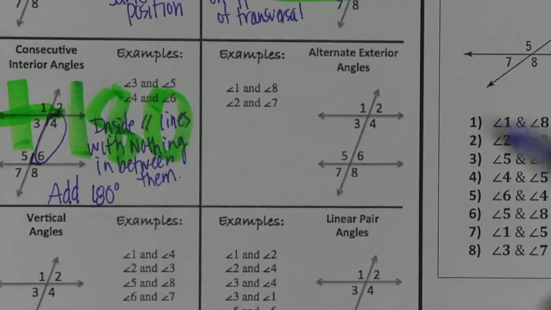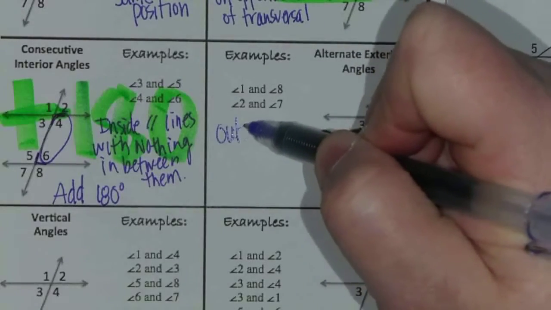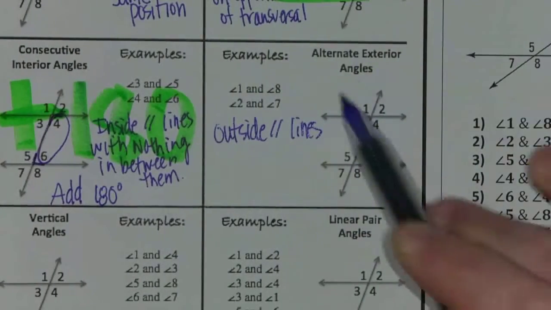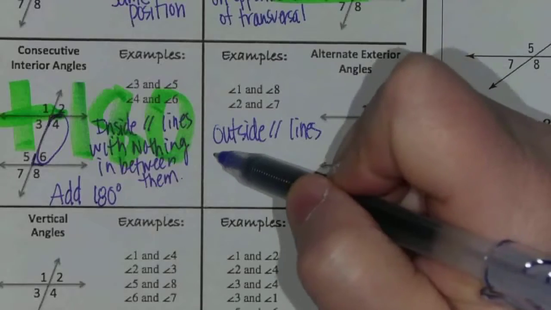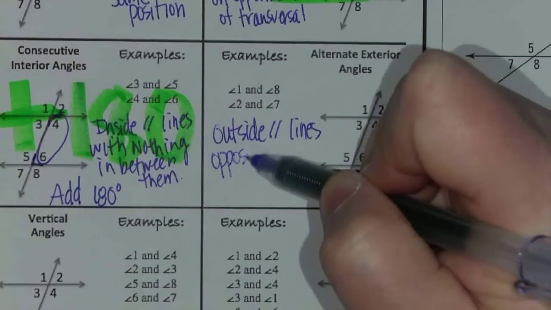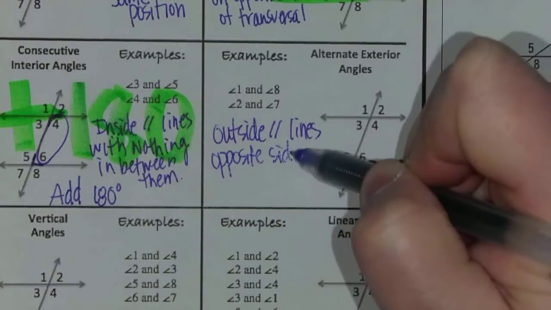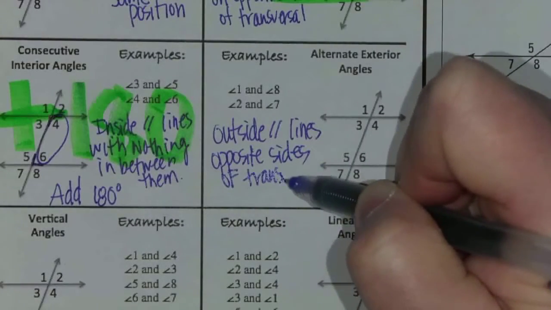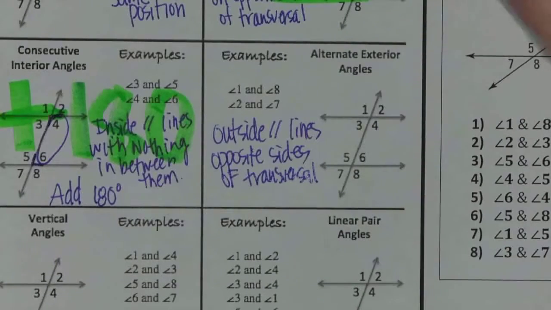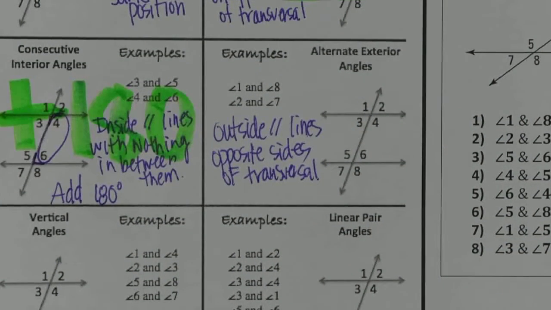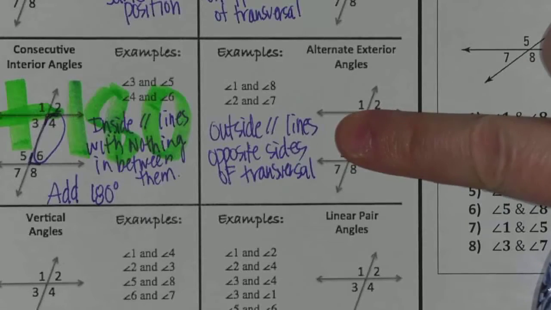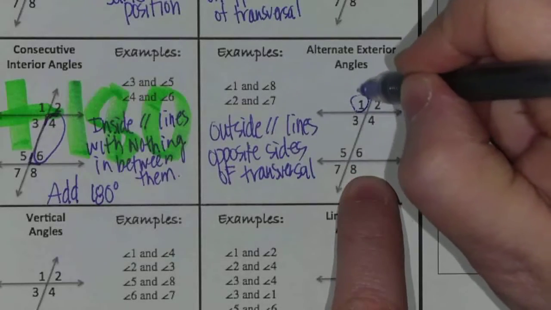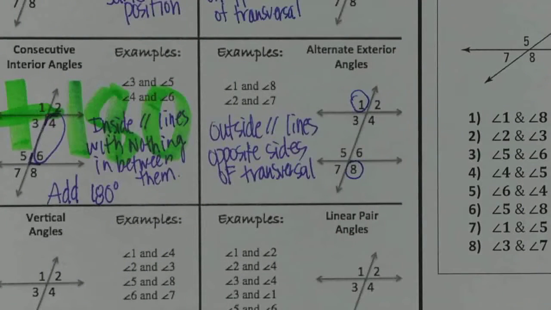Next example of angles that we're learning today are alternate exterior angles. So what do you think exterior means? Outside. Yep, outside the parallel lines. And alternate, what did it mean? Change. Yeah, on the opposite sides of the transversal, right? So inside the parallel lines would be interior, but this says exterior, so it's outside the parallel lines. And then on opposite sides of the transversal, so like angle 1 and angle 8.